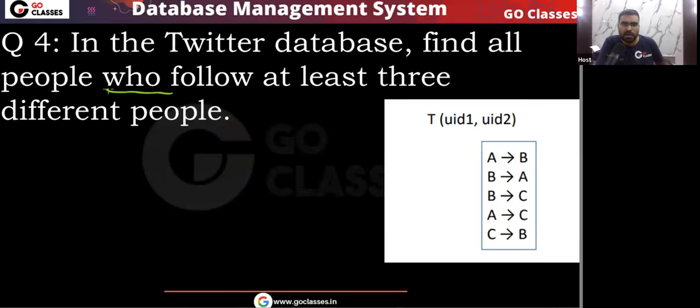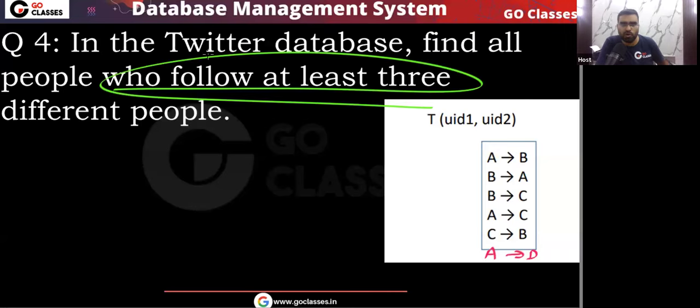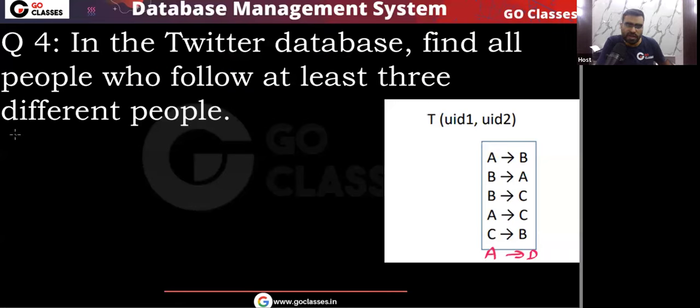Now tell me, I want those people who follow at least three different people. How to do that? I want those who follow at least three different people. For example, maybe A follows D also. Okay, let's assume that A follows D also. Okay, A follows D. So basically, I want those people who follow at least three different people. So what is the idea? Let me know.